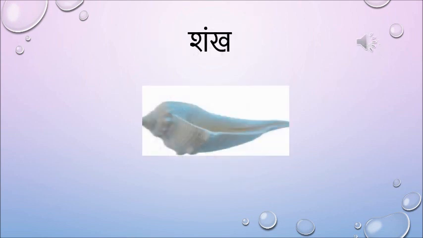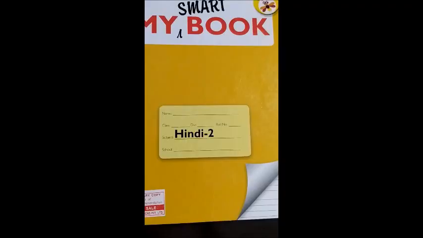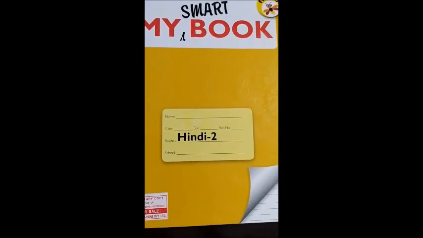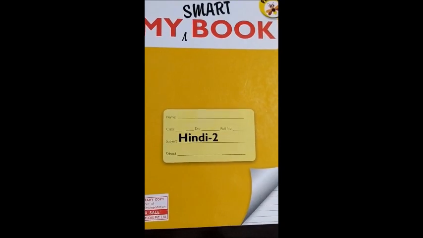Shankh is also a type of musical instrument which we basically use when we are doing puja or when we are offering puja to God. Then we do this. Right? So we have learned the different words. Let's repeat it once more. Shataranj, Sharifa, Sharbat, Shahad, Sham, Shalgam, Shehnai or Shankh. So now, in our Hindi notebook, we will be writing the Vyanjan sh.